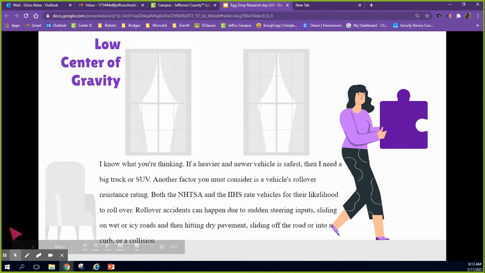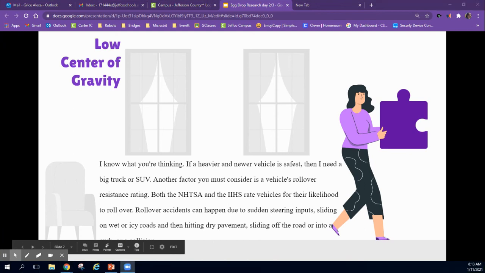Now, I'm going to stop sharing just for a second and come back to my camera, okay? Now, why is this important? So let's think about a box, okay? And let's say you put a lot of weight on the left side. What's going to happen when you drop your box? It's going to turn to the left, right?